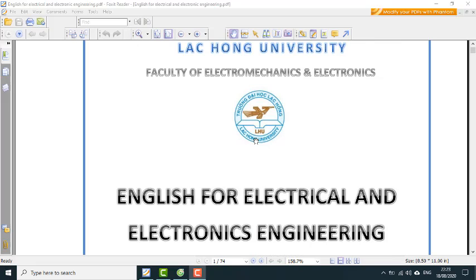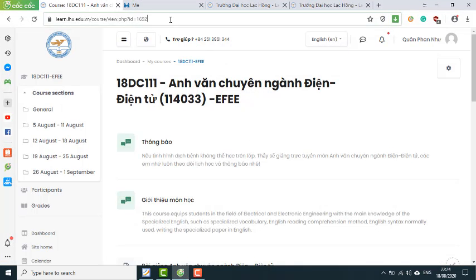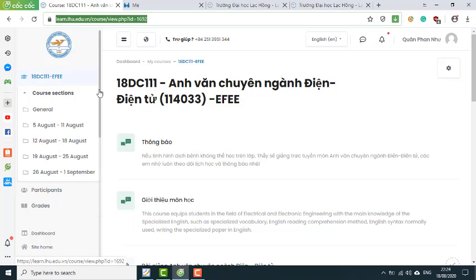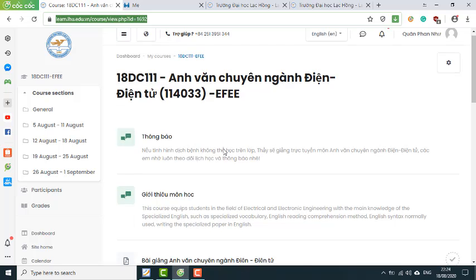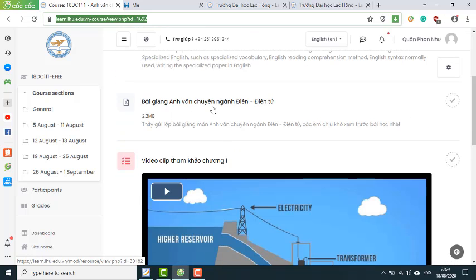The syllabus and the contents of the courses are portrayed in the learning system of the school. You must log in to the system to download the lessons for pre-learning at home.